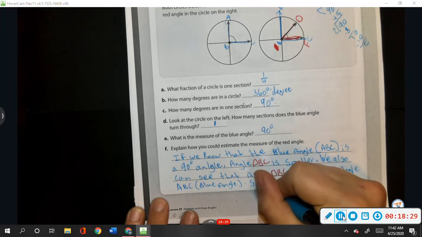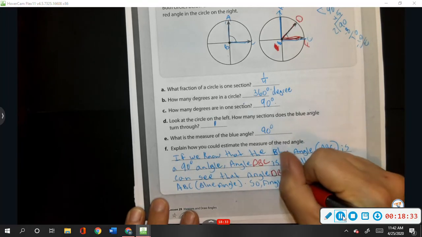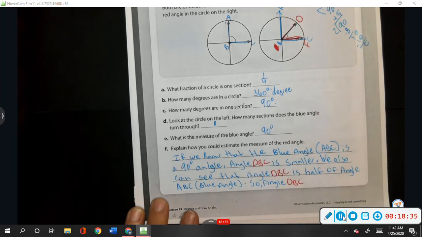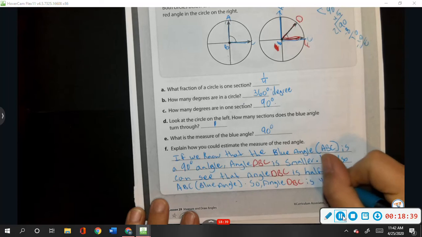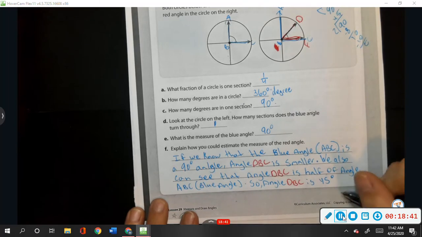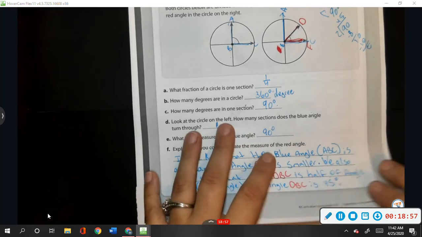So, angle DBC is 45 degrees. If you need a minute to write that down, or if you want to write your own response, I always encourage you guys to try and put it in your own words and then see how those words match my words to see how different we thought. But you can always pause the video.